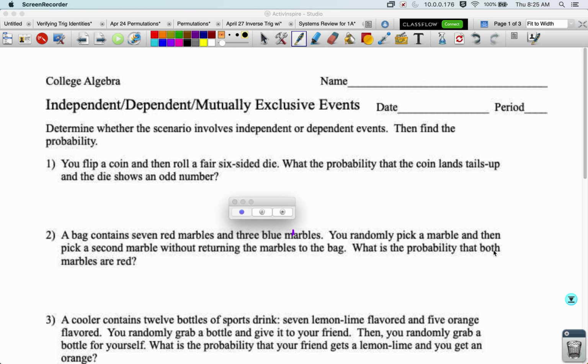This is going to be our classwork help video for the independent, dependent, and mutually exclusive events worksheet. Problem number 1 asks us to determine whether the scenario involves independent or dependent events, and then find the probability.